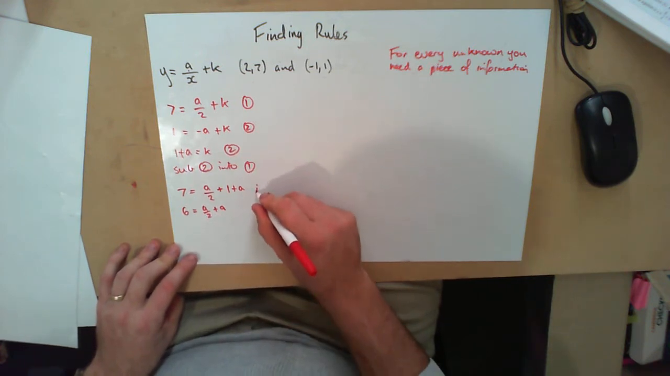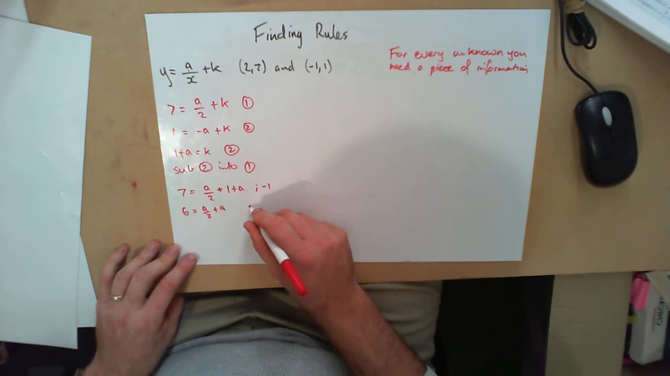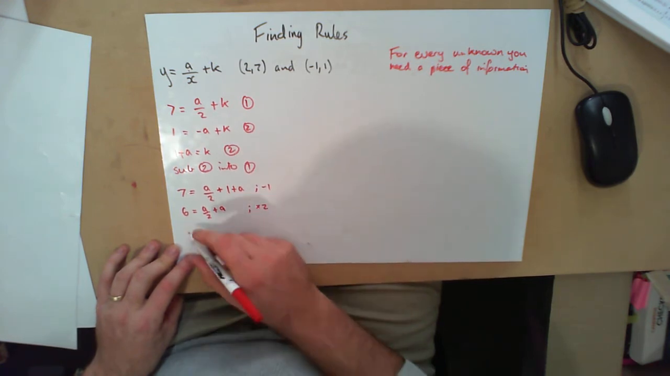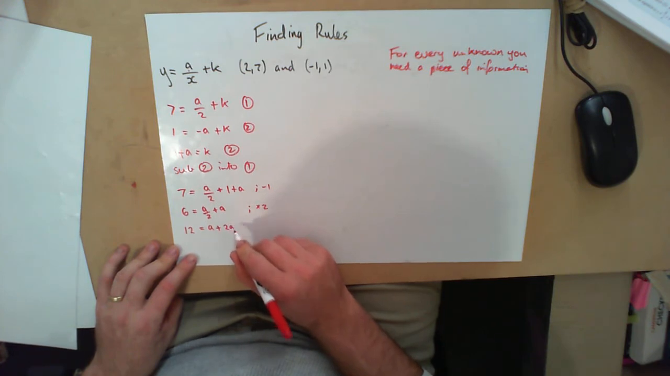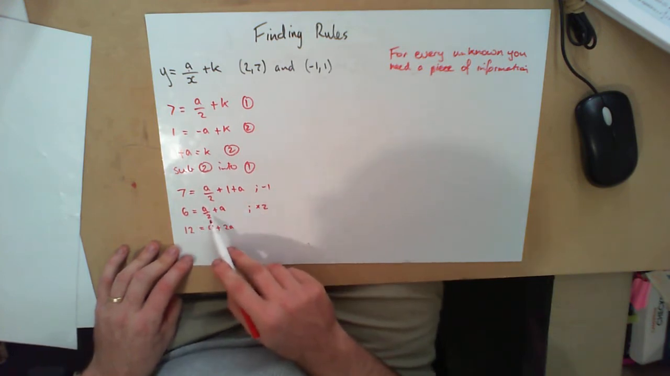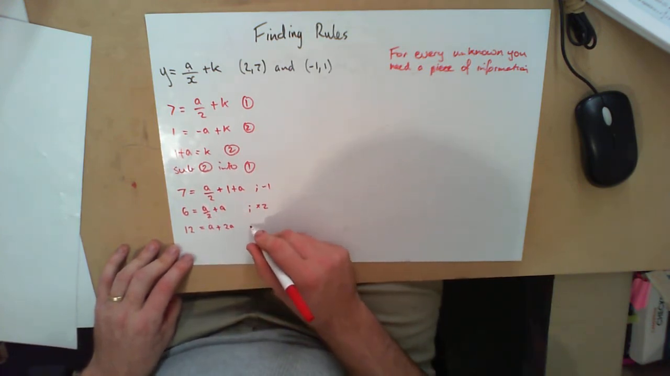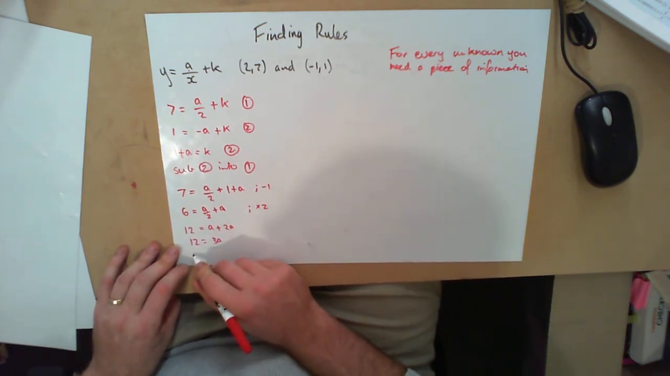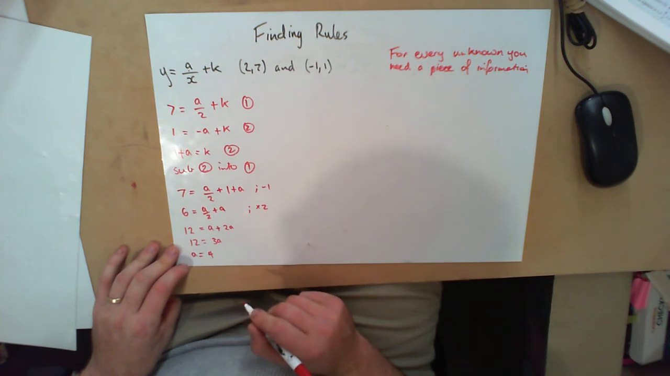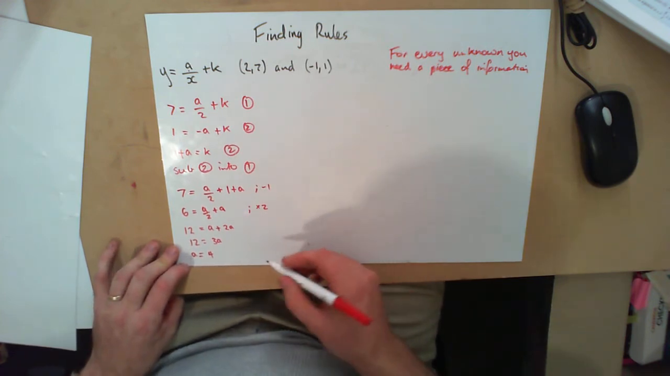So here I took 1 away, here I'm going to times by 2. So I'm going to get 12 equals a plus 2a, remembering I'm multiplying everything by 2. Collect like terms. 12 is going to equal 3a, so a is going to equal 4. Now I'm not done, I'm only halfway there.